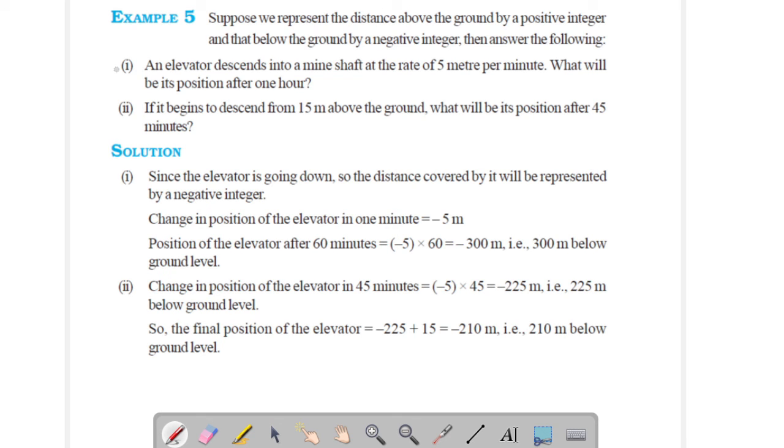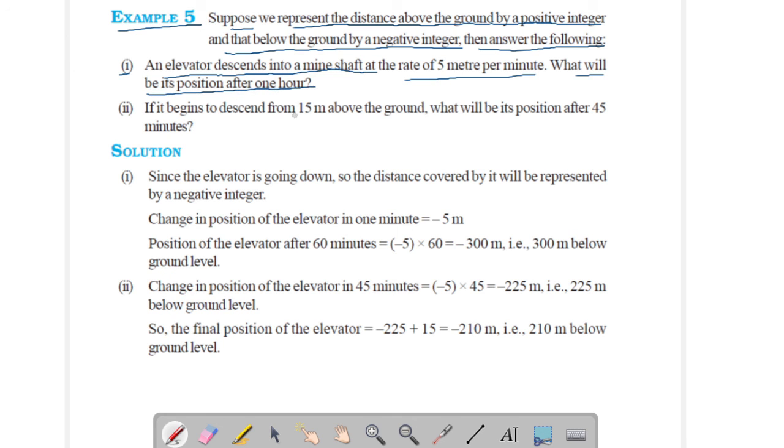Now come to example 5. Suppose we represent the distance above the ground by a positive integer and that below the ground by a negative integer. Then answer the following. First part. An elevator descends into a mine shaft at the rate of 5 meters per minute. What will be its position after 1 hour?